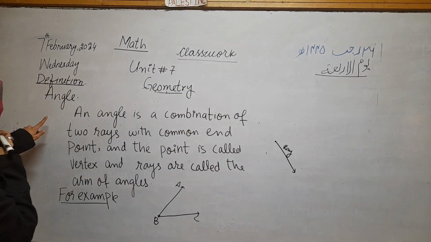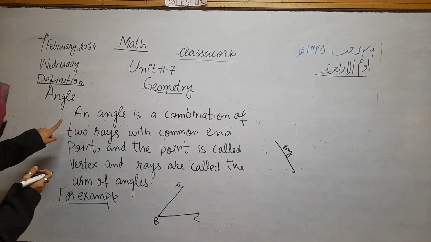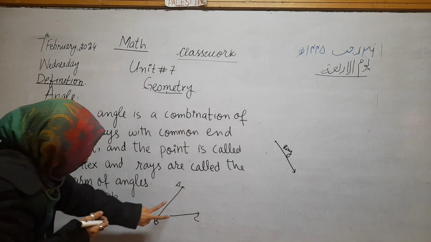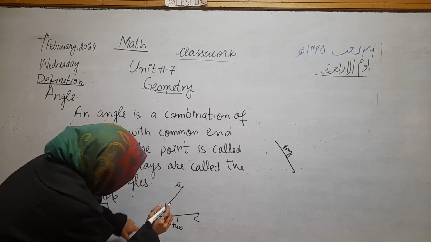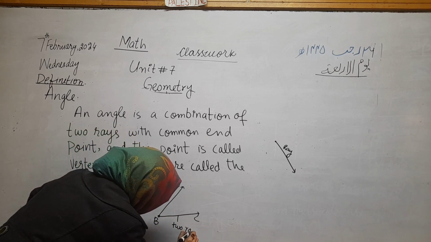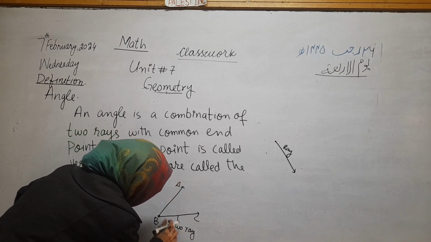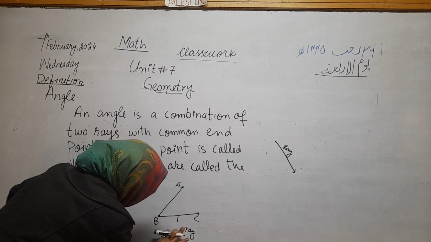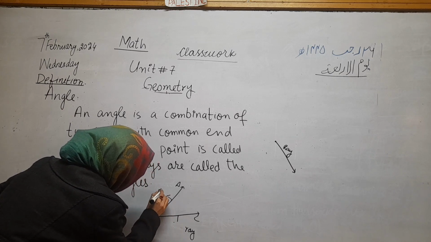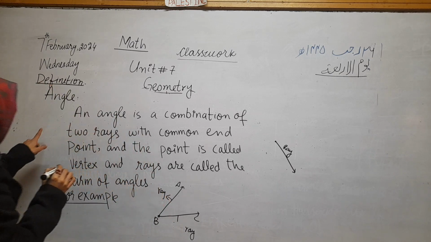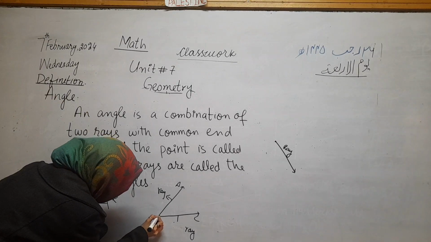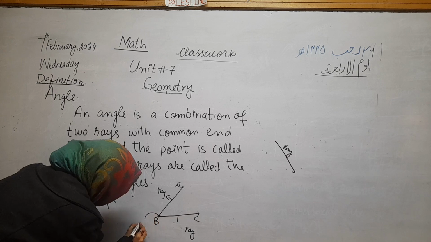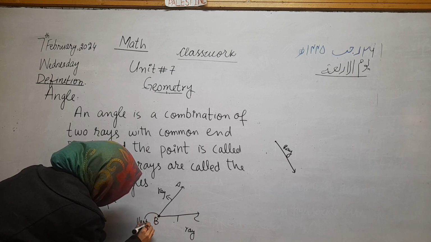So from this definition, an angle is the combination of two rays. AB and BC are two rays. This is the ray, and this is also the ray. With common endpoint, what is the common means? Same. Common means same. This is the common endpoint, and this is called vertex.